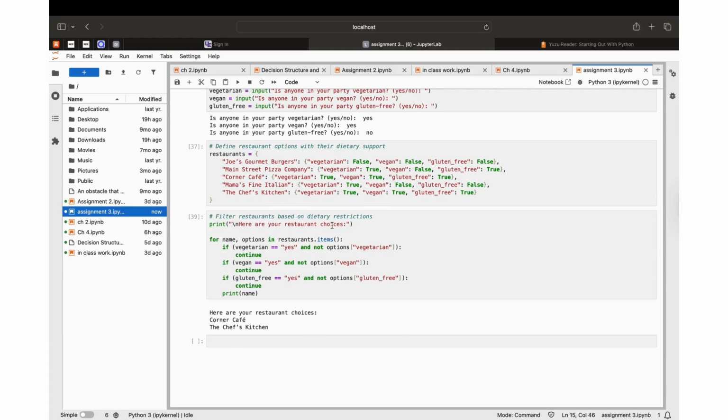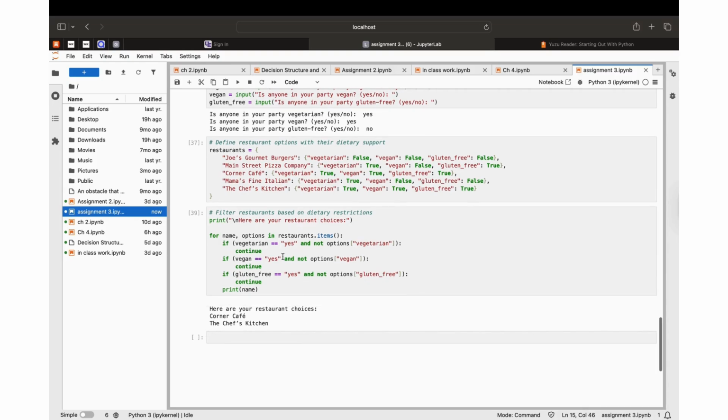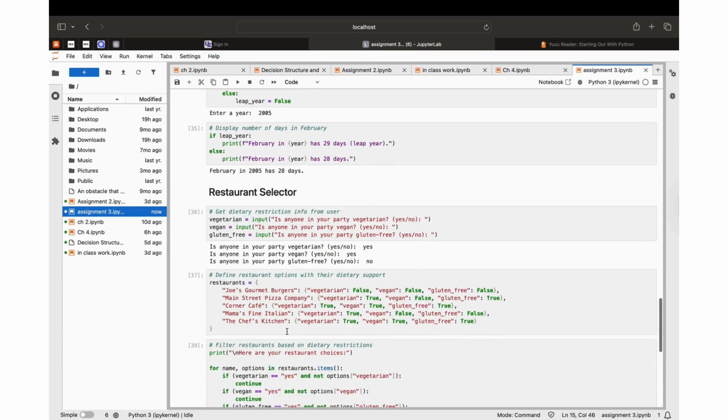And then filter the restaurants based on dietary restrictions, and then here are your restaurant choices. For the ones given, what I put in: if vegetarian equals yes and not options vegetarian, same thing for the rest of them. So mine ended up being Corner Cafe and the Chef's Kitchen.